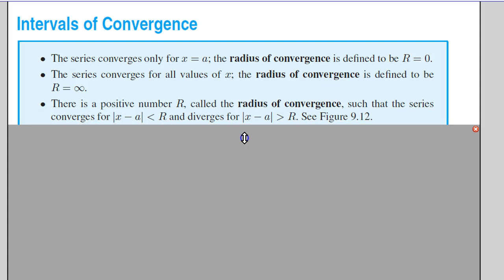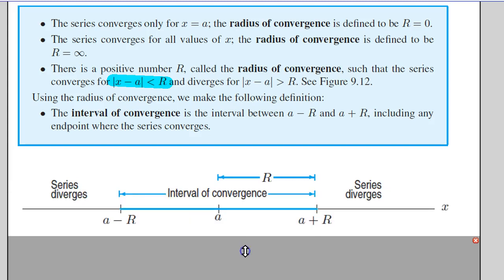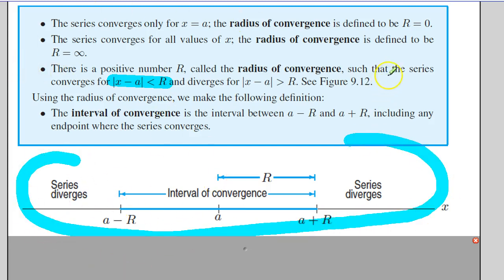And then there is a positive number called the radius of convergence, r, such that the series converges for all x where the absolute value of x minus a is less than r. So we can put a negative r less than x minus a less than r, and it diverges for all x values such that the absolute value of x minus a is bigger than r. So a good example would be this graphic right here, which represents that for an r value which is not 0 or infinity. Okay, in this case, this drawing only works for this situation.